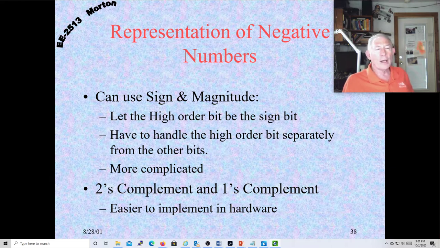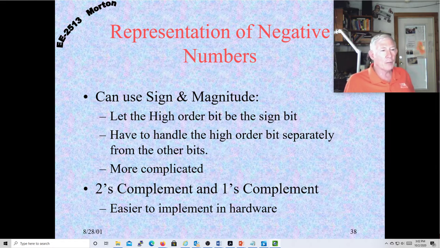one of them has some significant advantages, really one big advantage. And what is that big advantage? Well, the big advantage is that in two's complement, we only have one representation for zero. Whereas in sign and magnitude, obviously you can have the magnitude be zero, but the sign bit could be positive or negative. So that gives you two representations.